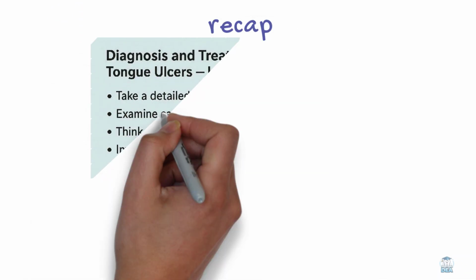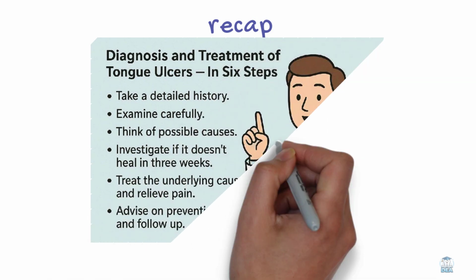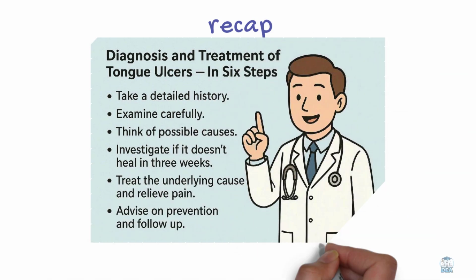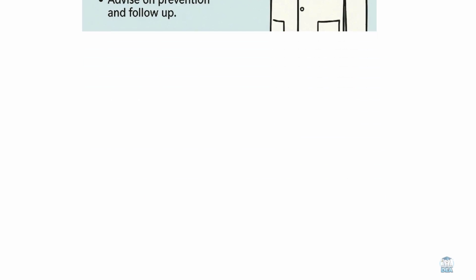Diagnosis and treatment of tongue ulcers in 6 steps. Take a detailed history. Examine carefully. Think of possible causes. Investigate if it doesn't heal in 3 weeks. Treat the underlying cause and relieve pain. Advise on prevention and follow-up.